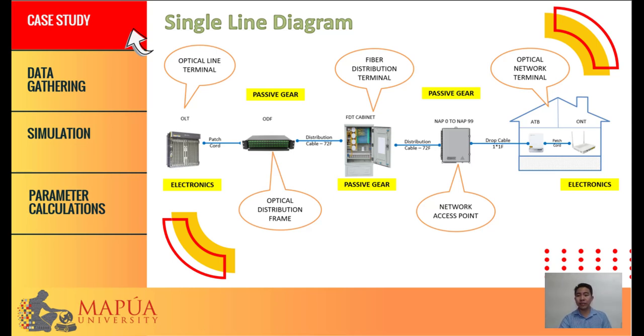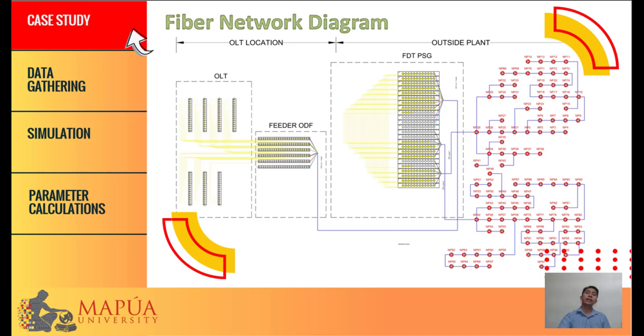This fiber network design follows a single line diagram starting from the optical line terminal, the OLT, and ending at the optical network terminal, the ONT in homes, with passive components like the optical distribution frame, the fiber distribution terminal, the access terminal box, and the network access point, including a 1:16 splitter, enabling the distribution of optical signals to 16 households without any active electronics in between. This illustrates how each network access point is individually connected to the optical line terminal.